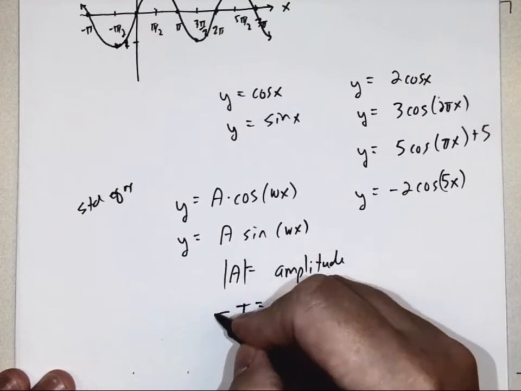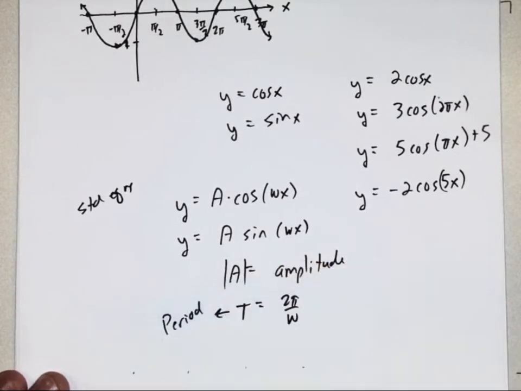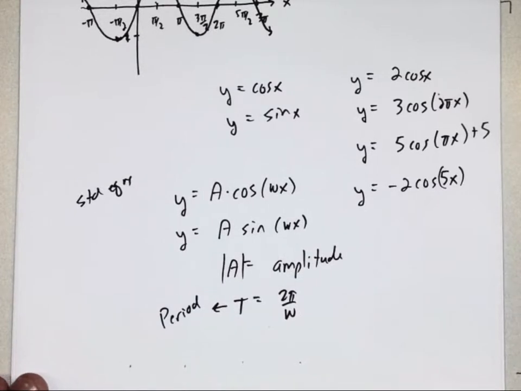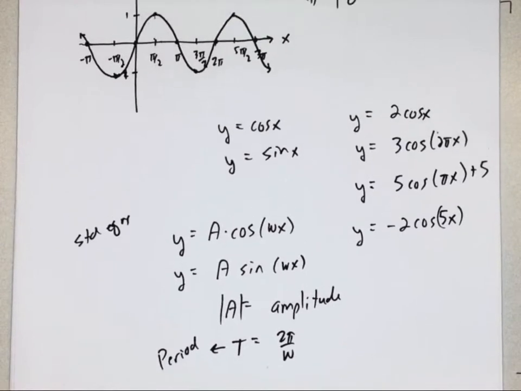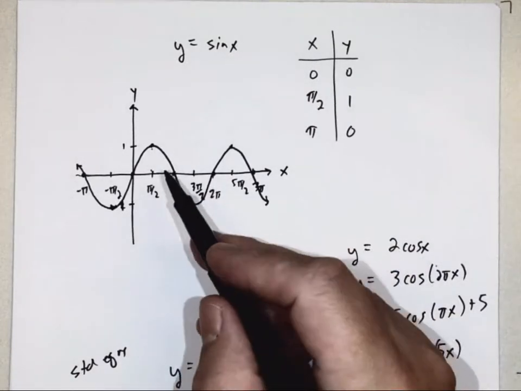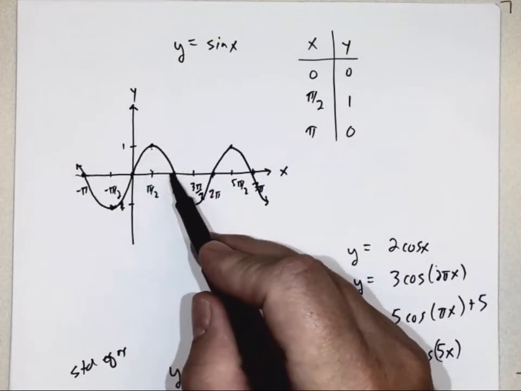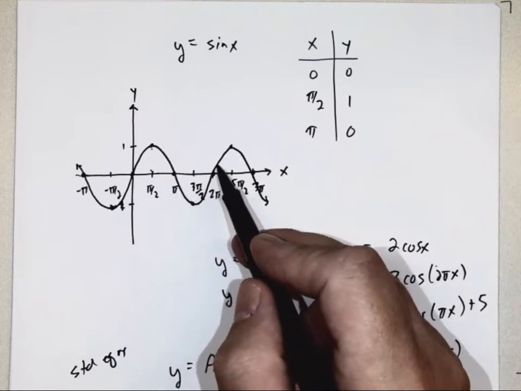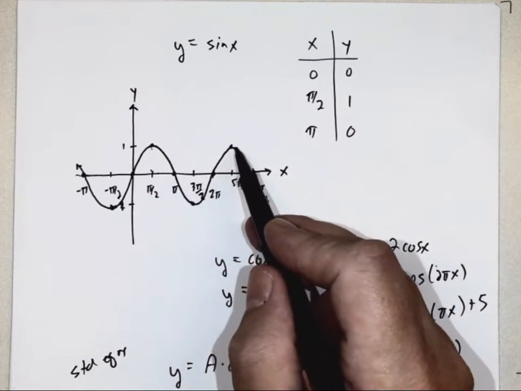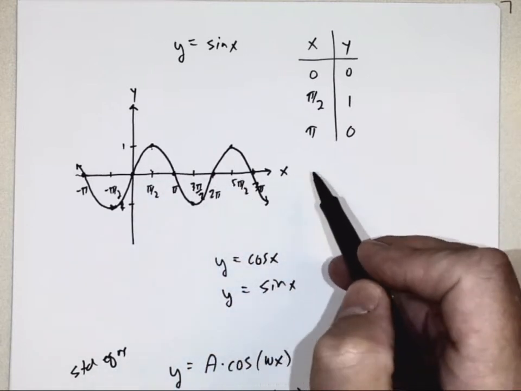Because T is called the period. Let me go look at the graph and explain the period. The period is how far you have to go in the x direction until the graph begins to repeat. Because these kinds of graphs just keep on repeating forever and ever.